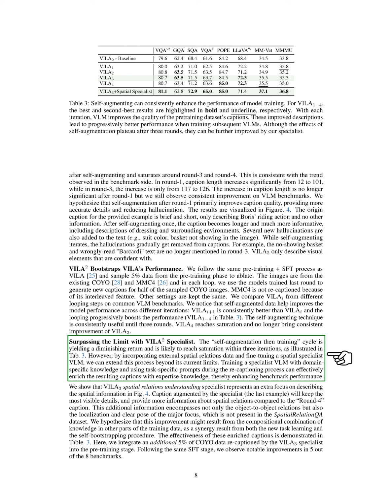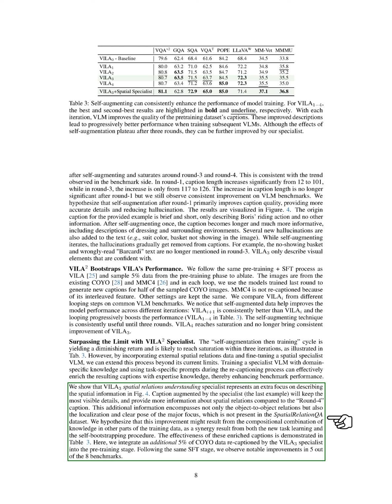We demonstrated that the VILA Spatial Relations Understanding Specialist focuses more on describing spatial information. The captions enhanced by this specialist retain the most visible details and provide more information about spatial relationships compared to the 4th round captions. This additional information includes not just object-to-object relationships but also the positioning and clear poses of key elements, which were not present in the spatial relation QA dataset. We believe this improvement results from combining knowledge from different parts of the training data, benefiting from both new task learning and the self-bootstrapping process.